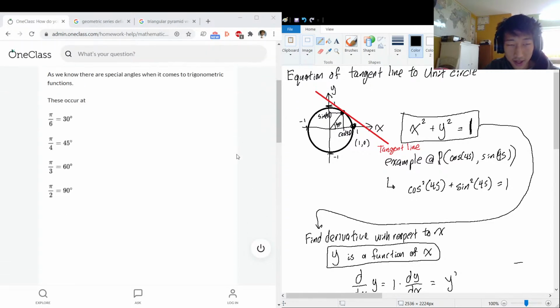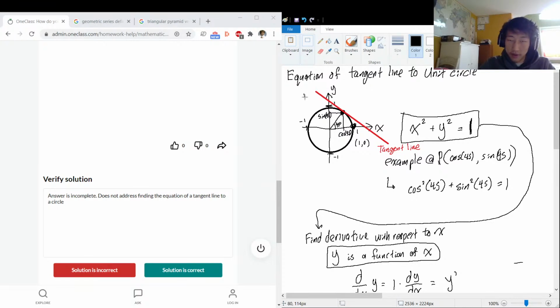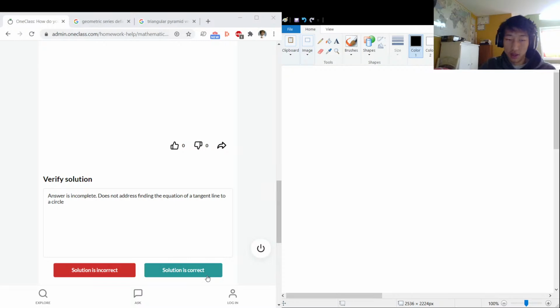This answer is a little bit incomplete. Does not address finding the equation of a tangent line to a circle. Okay, gotta write that in as a question that I found to be incorrect.